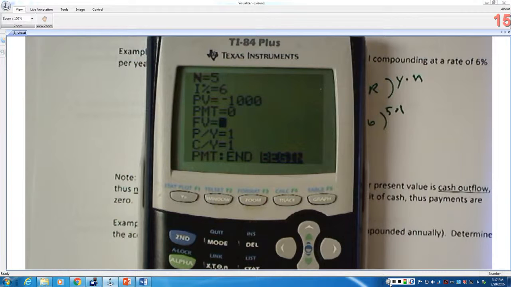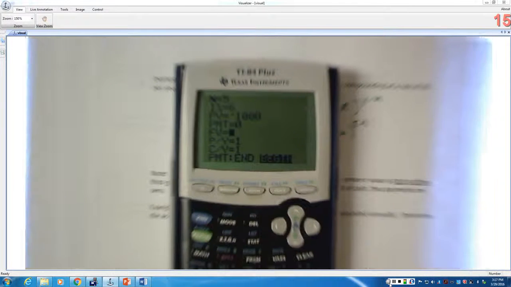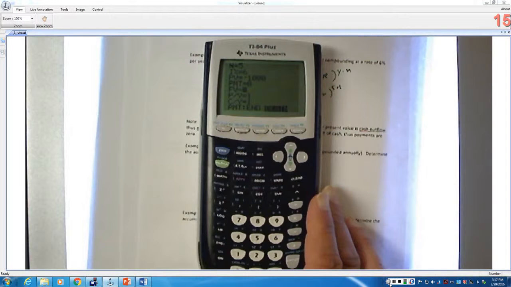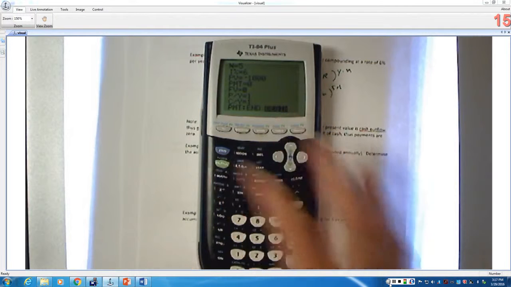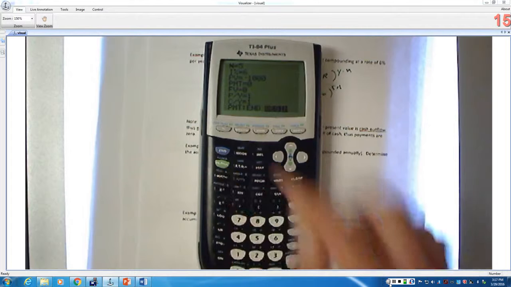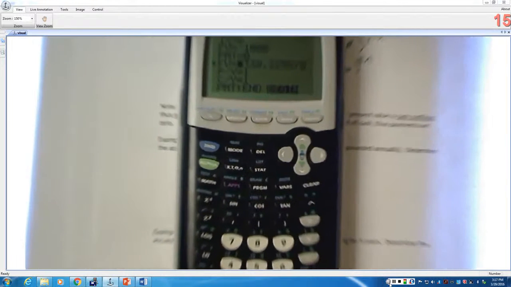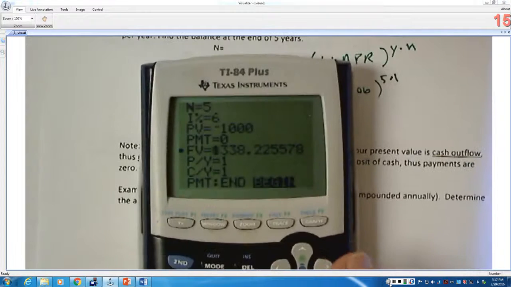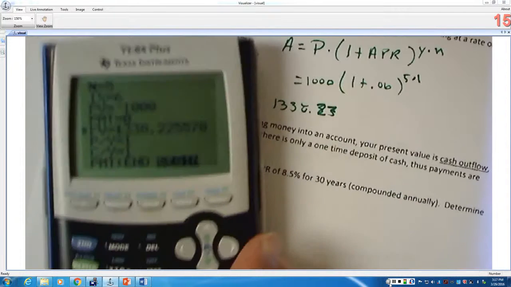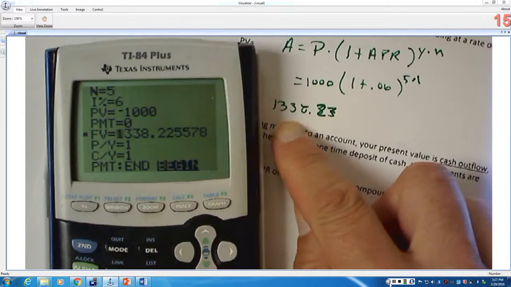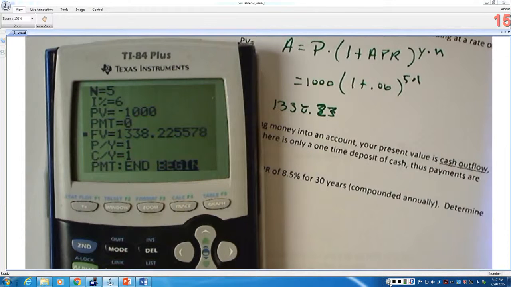Now my next step is I'm going to move this so that you can see the whole screen here. You're going to go ahead and go to green and solve. Did you see that? Green and solve, or green and enter. Now, I'm going to move it up so you can see that number. That is your amount. That's your answer. $1,338.23. There it is. So that's what you're going to have. And that's how you get the number.